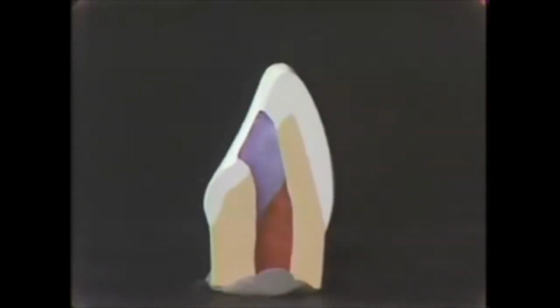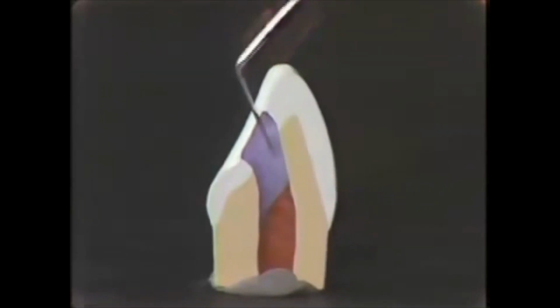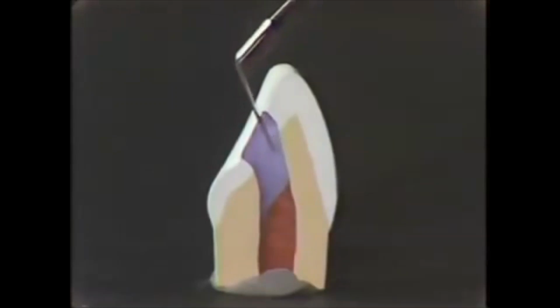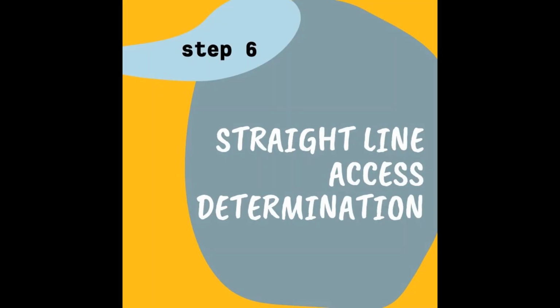The last step is to check and make sure that the roof has been completely removed, that you have access, that you've not gouged the tooth, and that you fulfill all of the requirements for a properly designed access preparation. Now let me show you the steps of this procedure on an actual tooth.